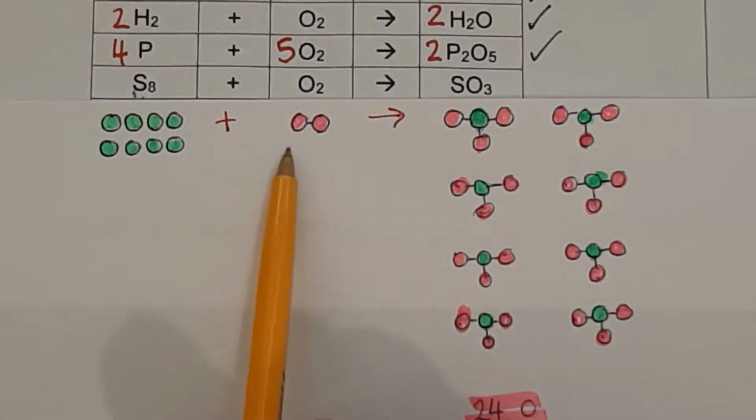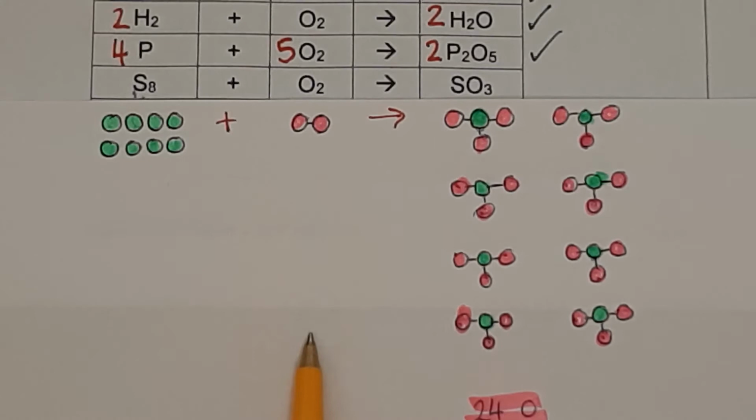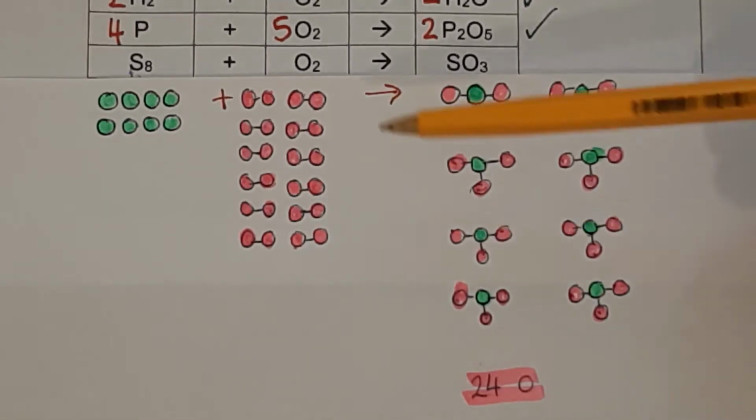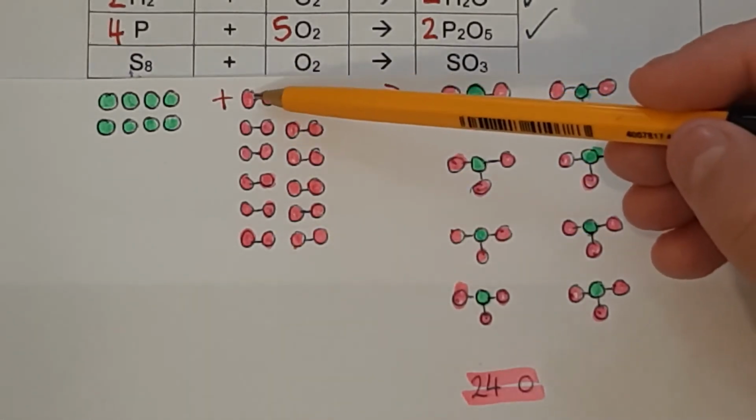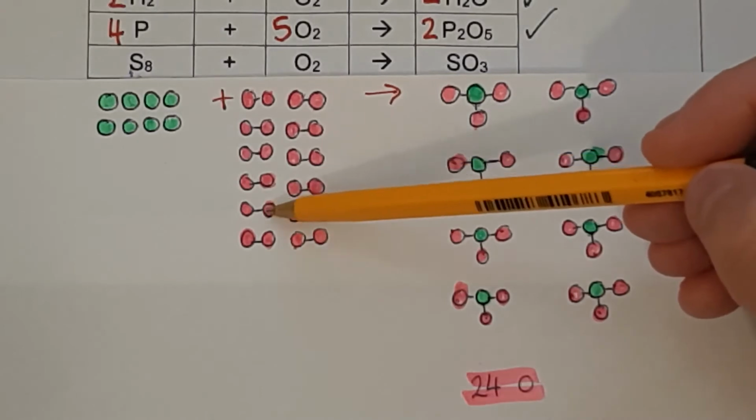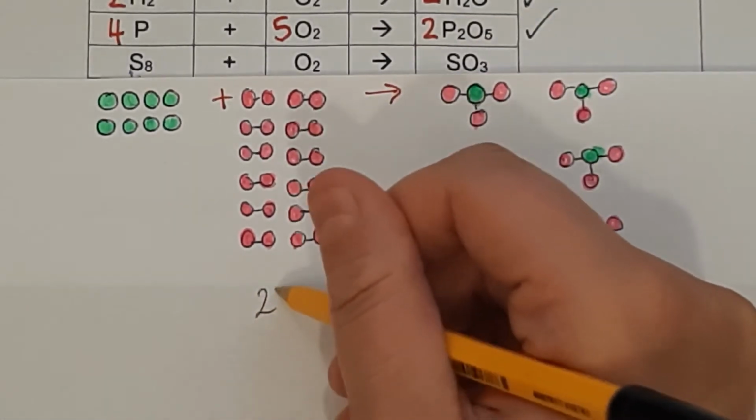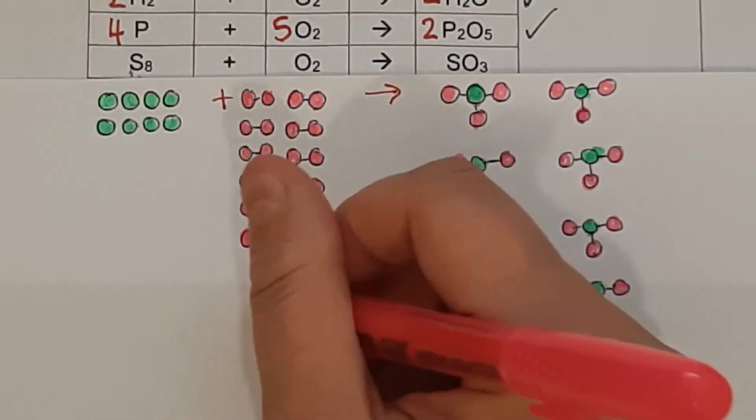So to make 24 this side, we will need 12 of our diatomic oxygen molecules. So let's draw that. Okay, so as you can see, we now have 24 oxygens this side. Okay, 2, 4, 6, 8, 10, 12, 14, 16, 18, 20, 22, 24. And again, we can write that down. So we've got 24 oxygens on both sides.